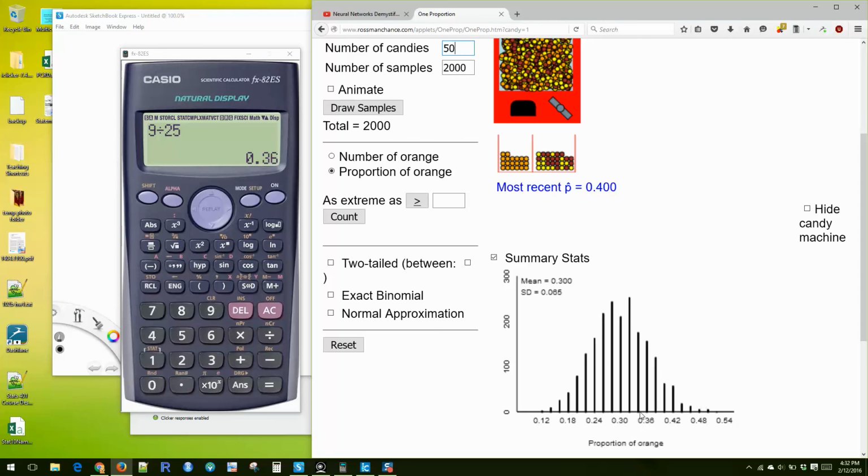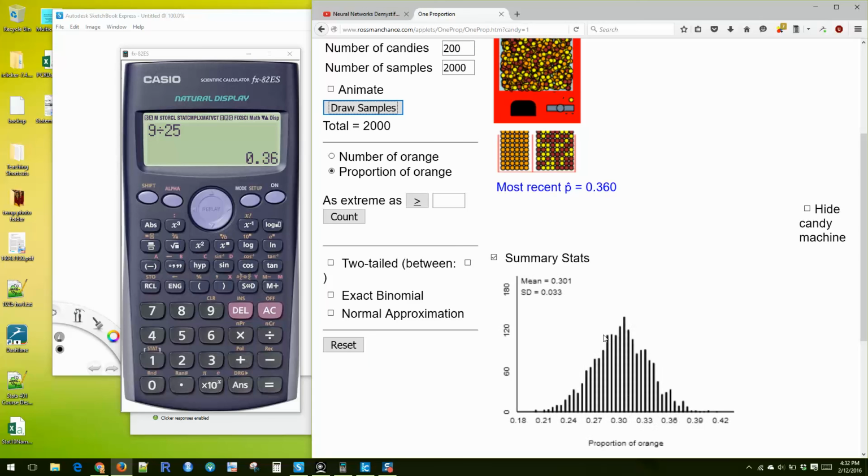We can see that the range is indeed smaller. And if I crank this up to something like 200 pieces of candy, so at 50 pieces of candy the standard deviation is 0.065. At 200 pieces of candy, the standard deviation is a lot smaller at 0.033.